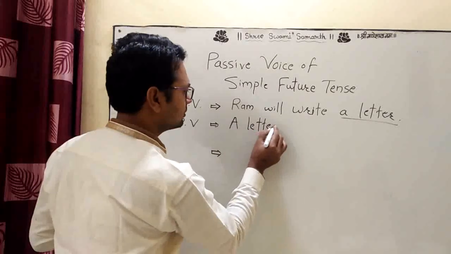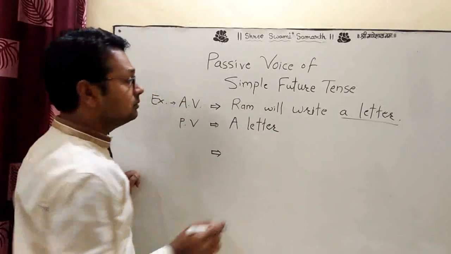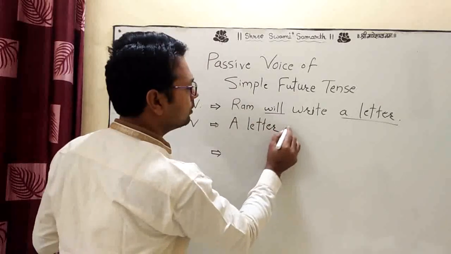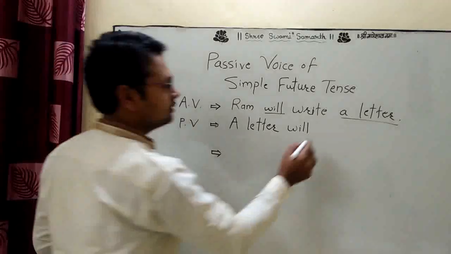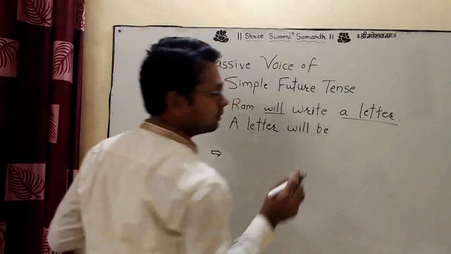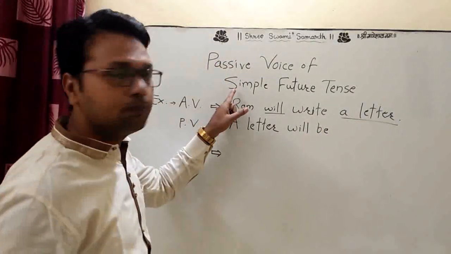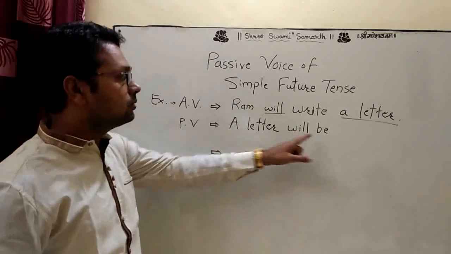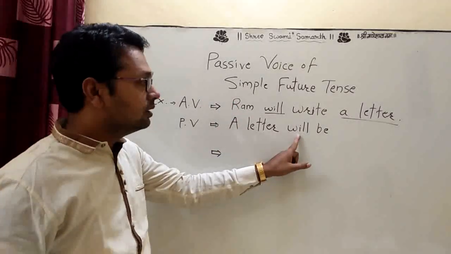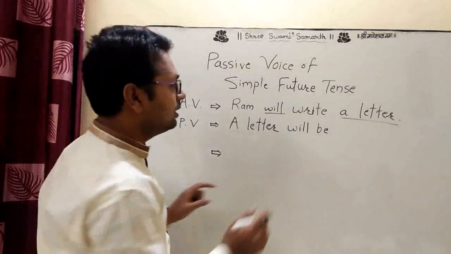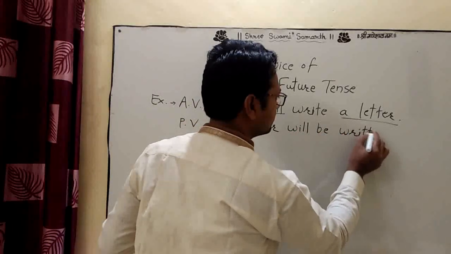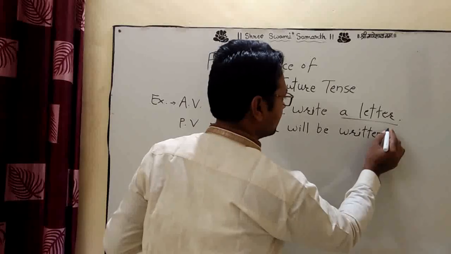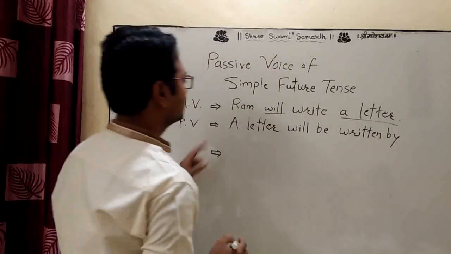Letter. And then we take the helping verb. What is helping verb? Will. Okay. We just add the be, because when we make the passive voice of simple future tense, we have to add be after the helping verb. Okay. Be. And then the third form, written, by Ram.